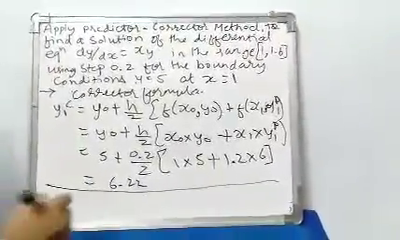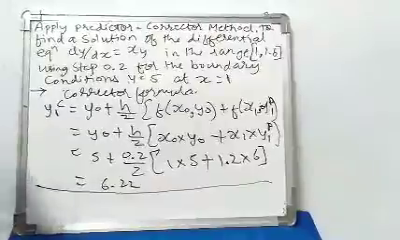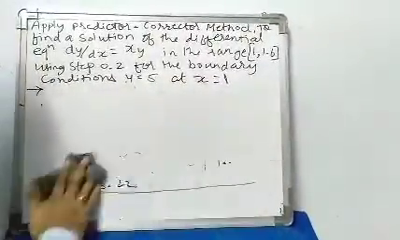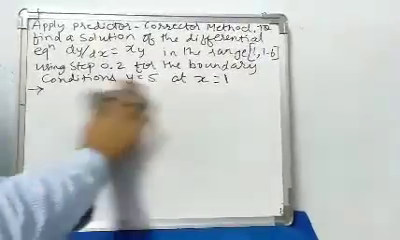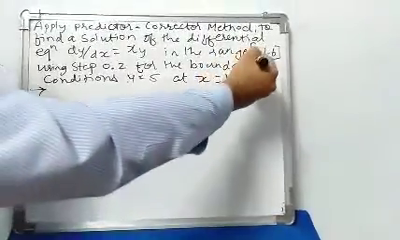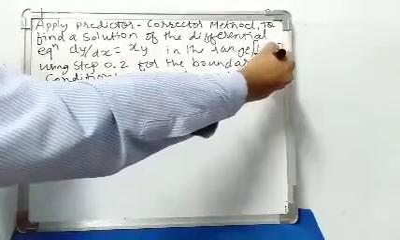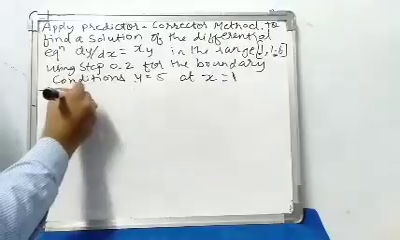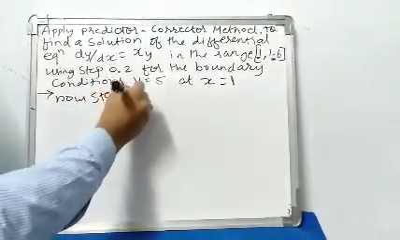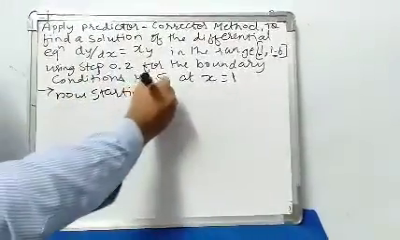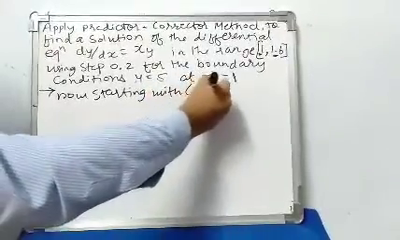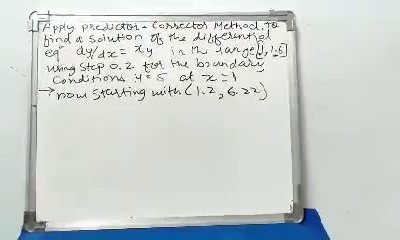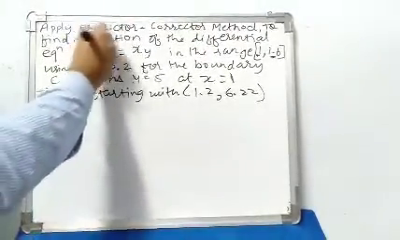I'm going to erase this so that we can move further and try to solve this. We started from 1 and we have to move till 1.6. So now, starting with 1.2 comma 6.22, we need to use the predictor.